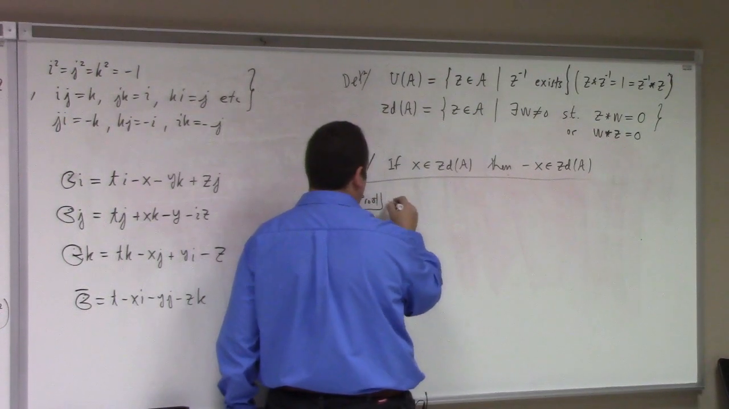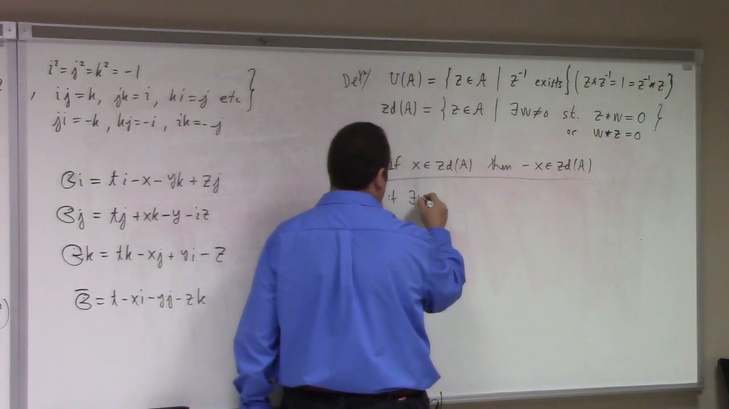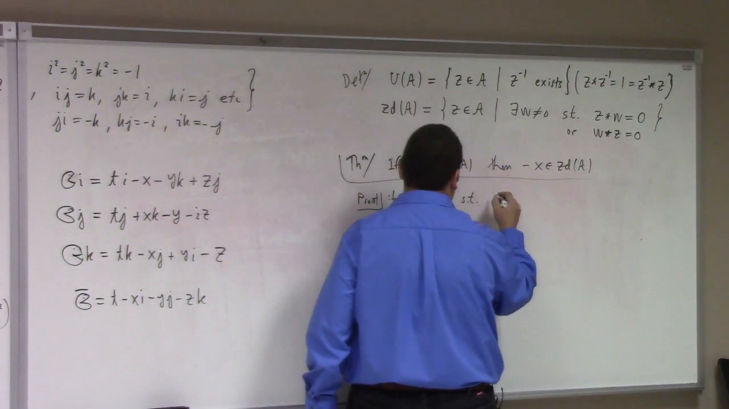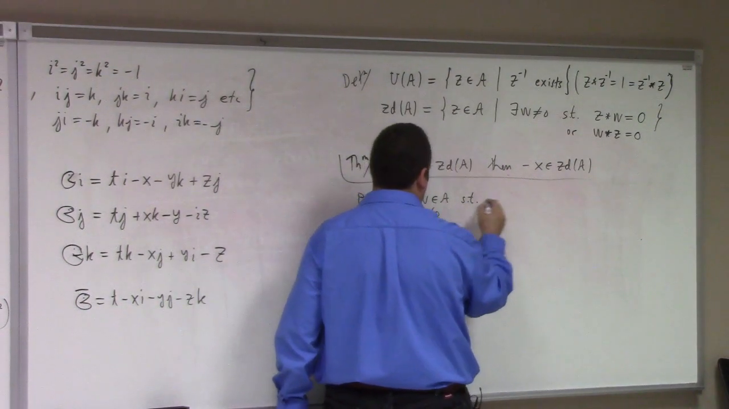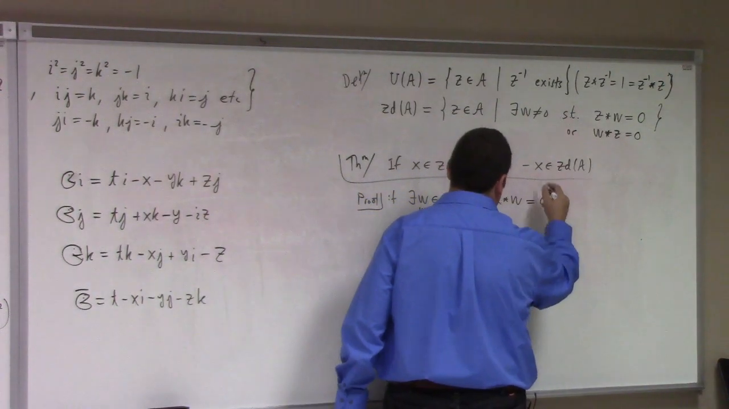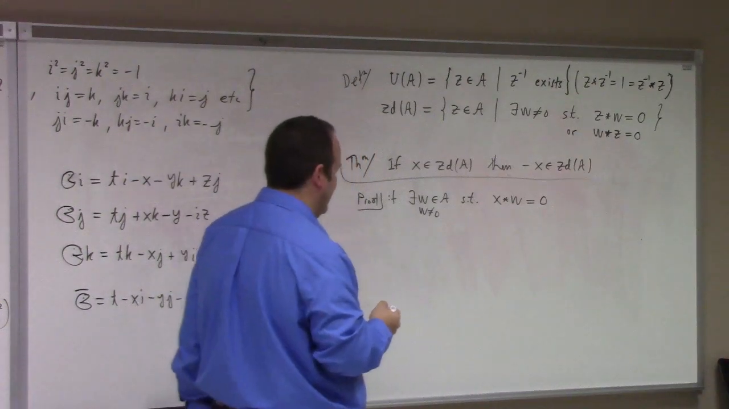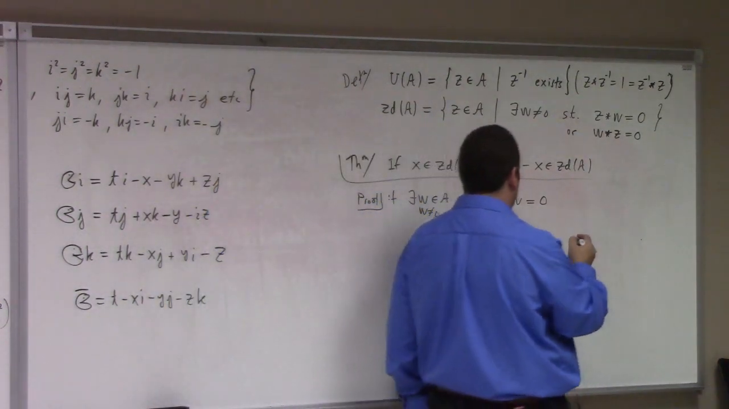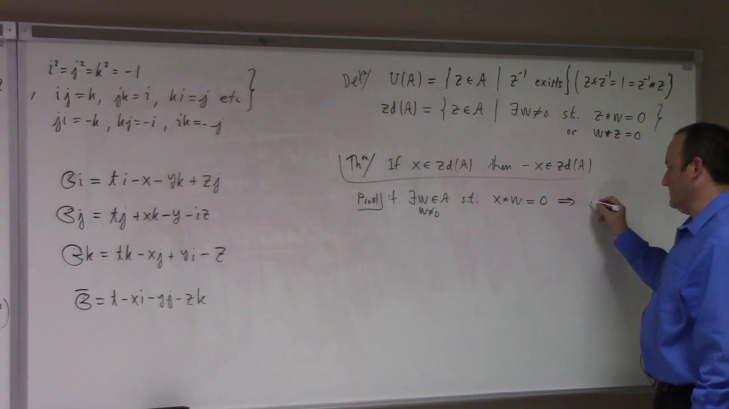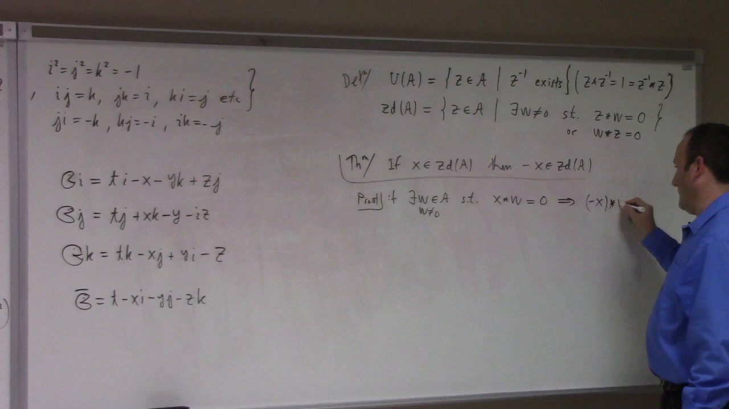It's if there exists W in A such that W is not equal to 0 and X times W equals 0, then what's that say? We can multiply by minus x, right? Minus x times W is also equal to 0 by the properties of the algebra.